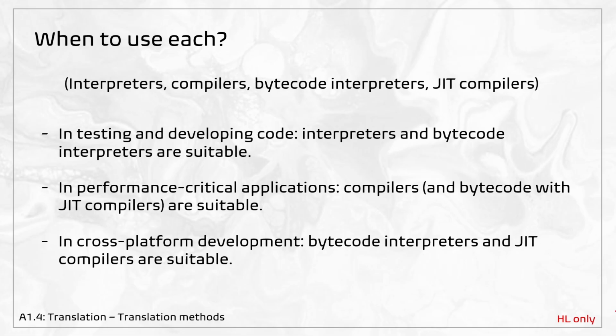So now the question is, when do we use each kind of translator? We have interpreters, compilers, bytecode interpreters, and JIT compilers. When we're testing and developing code, both interpreters and bytecode interpreters are suitable, as they both have fast loading speeds and direct the programmer towards errors when they are found. In performance-critical applications, both compilers and JIT compilers are suitable, as they ensure the fastest possible execution of programs.